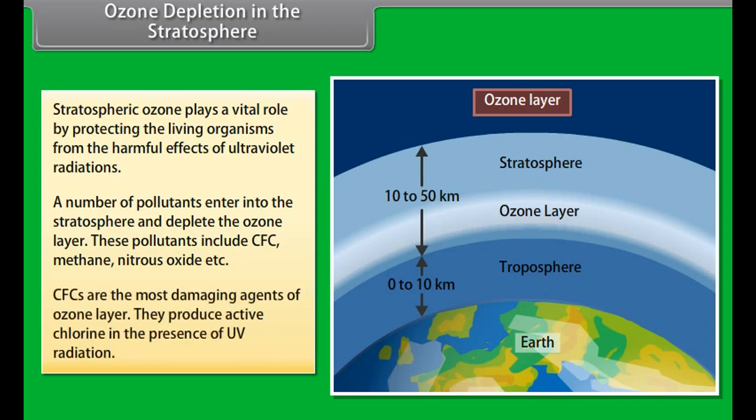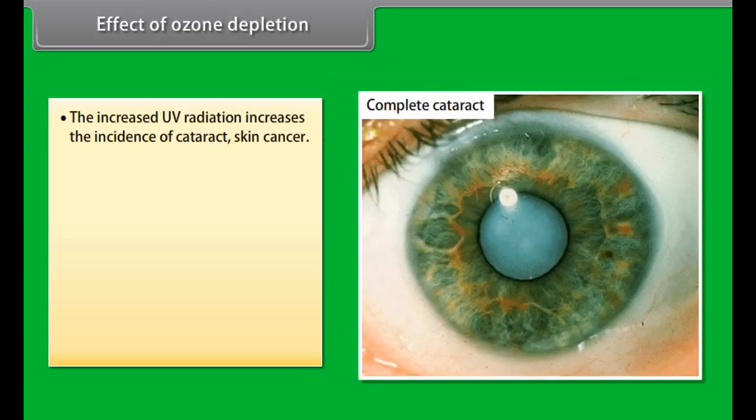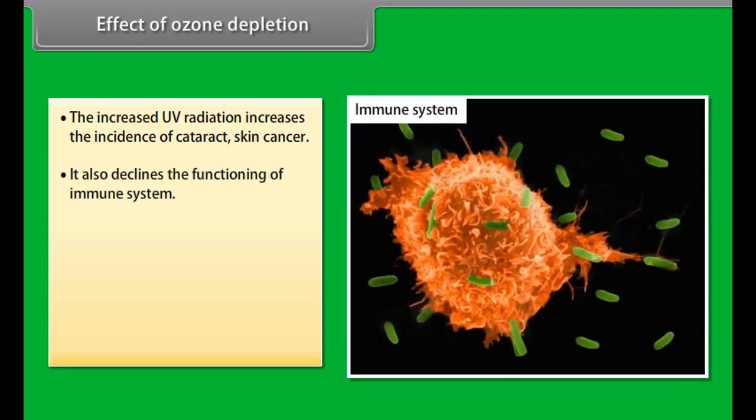CFCs are the most damaging agents of ozone layer. They produce active chlorine in the presence of UV radiation. Effect of ozone depletion. The increased UV radiation increases the incidence of cataract and skin cancer. It also declines the functioning of immune system.